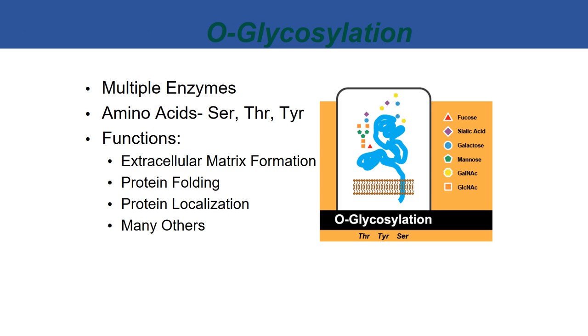Again, O-glycosylation: serine, threonine, tyrosine. Some of the functions of that include extracellular matrix formation. It helps with protein folding, protein localization, and many others. And basically, you can get these large structures. So this graphic shows a protein that's folded in a membrane, and you can add these large complex structures where you have GlcNAc, mannose, and then a branch, mannose, GlcNAc again, galactose, followed by a sialic acid. All of these are carbohydrates.